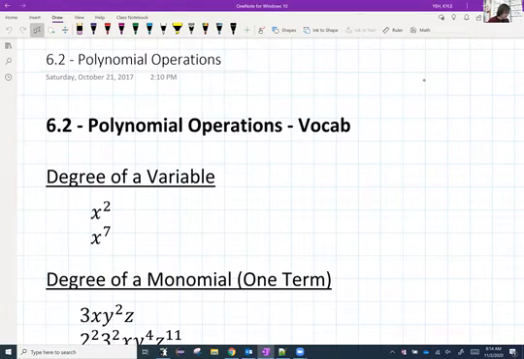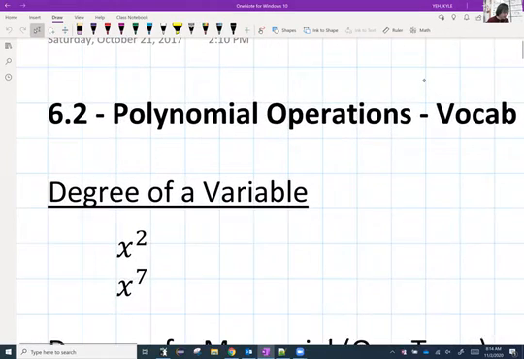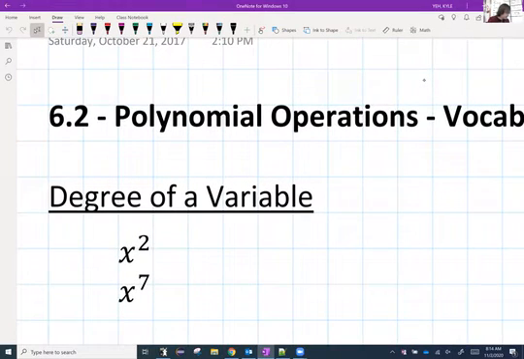So to start off with our vocab, what is the degree of a variable? Well, I'm going to give you two examples, and then I think you'll know what it is. X squared, the degree of that x term is 2. X to the 7th, the degree of that x term is 7. So what is the degree of a variable? Well, if we're just looking at this one variable expression, x squared, and the degree is 2, that means it's the power, right? It's the power of that variable.